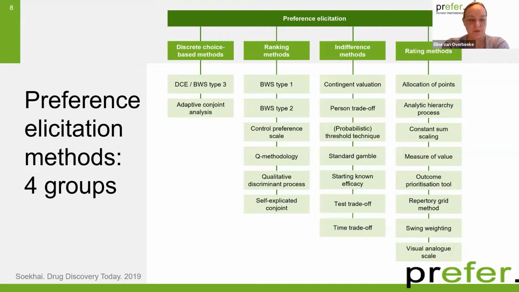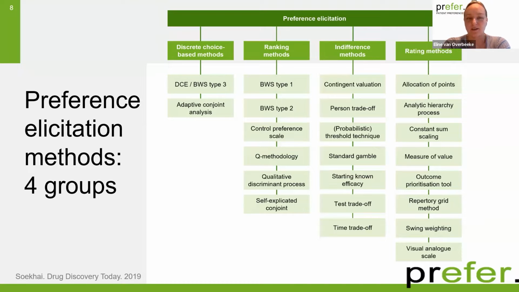Then we have the indifference methods. These vary the value of one attribute in one of the alternatives until the participant is indifferent or has no preference anymore between alternatives. And then we have the rating methods, and these use comparative rating approaches, often allowing participants to express the strength of their preference along a scale. And depending on the method that is then chosen, these can provide information on preference weights, relative importance of attributes, but also trade-offs and preference heterogeneity.